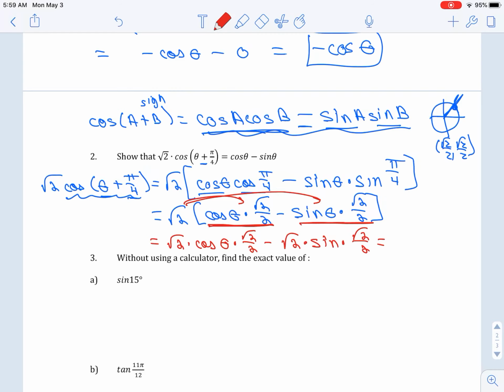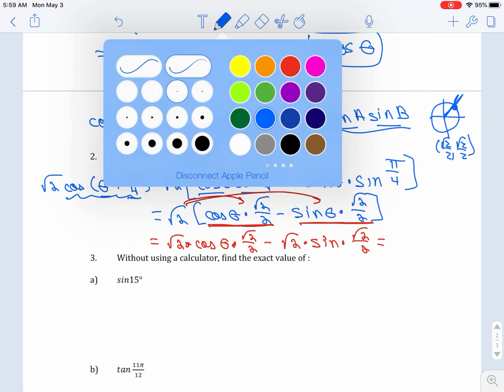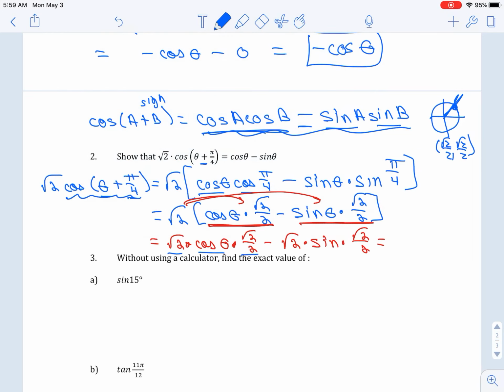And what does that simplify to? Well, this is just three things multiplied together, so I can multiply them in any order that I want. So I'm going to take the square root of 2 times the square root of 2 over 2. Square root of 2 times the square root of 2 is just 2. 2 over 2 is 1. So the product of this and this is just 1. 1 times cosine is just cosine.